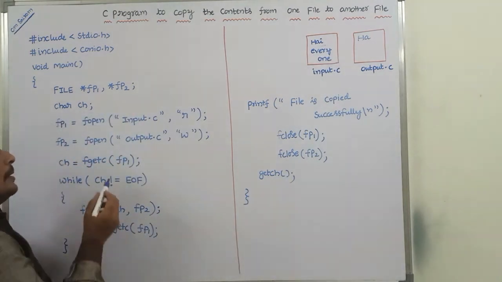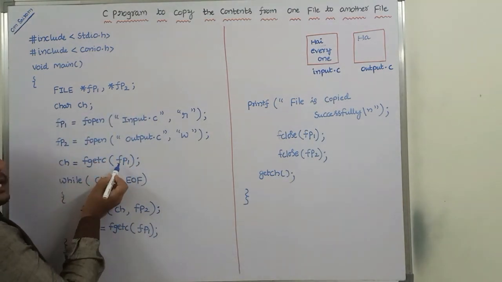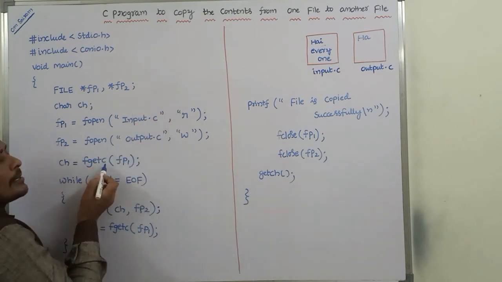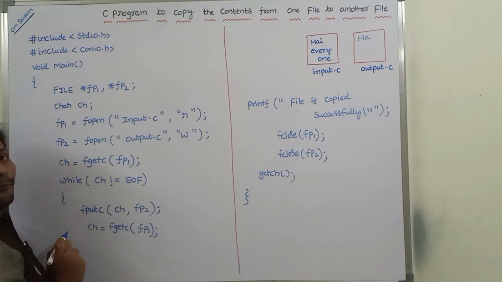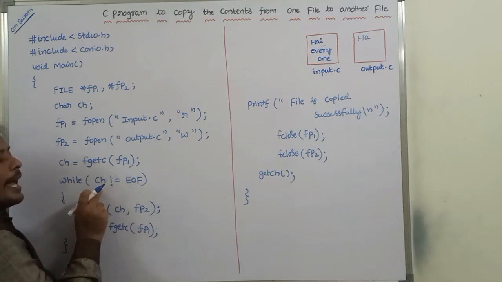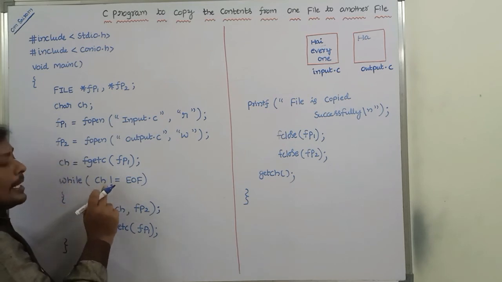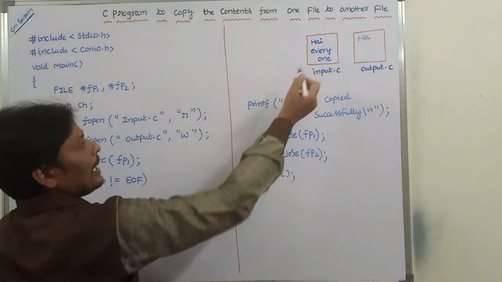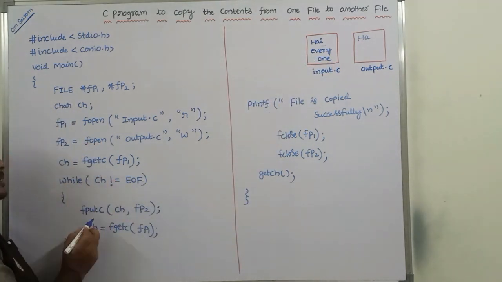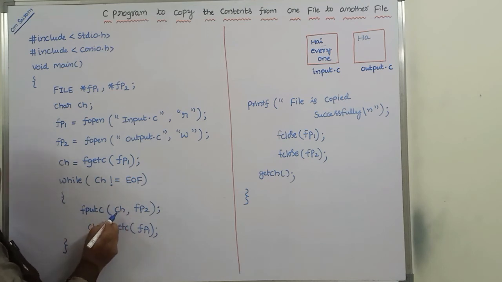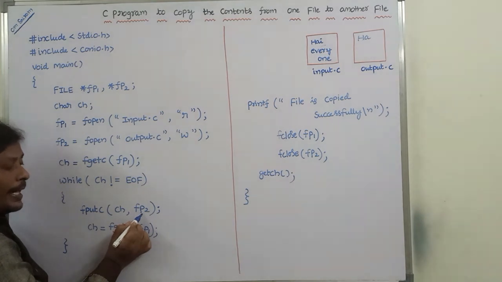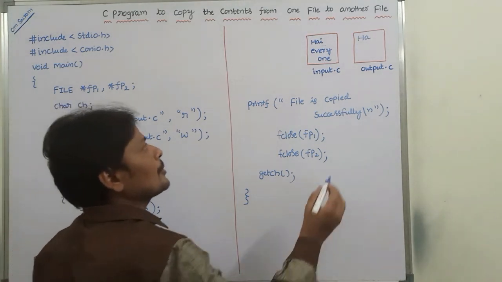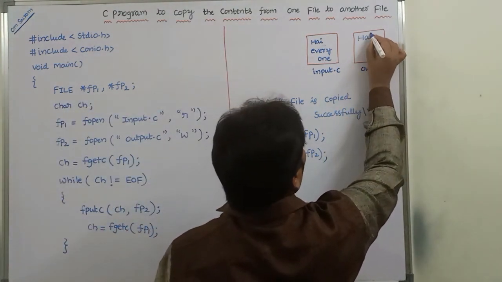Now again the control goes to this line. Here the next letter I is read from the input.c file pointed by fp1. That letter is assigned to the variable ch. We check whether the character assigned to ch is end of file or not. I is not end of file, because there are remaining characters in the file. So the condition is true, and whatever character is stored in ch is written into the output.c file pointed by fp2 by using the fputc function. So here I is written into the output.c file.